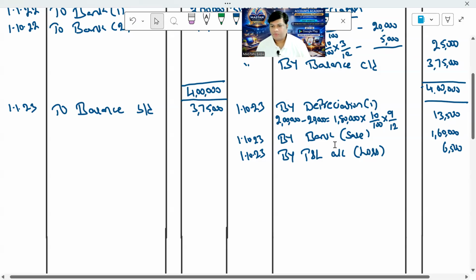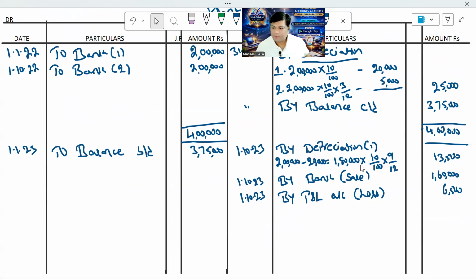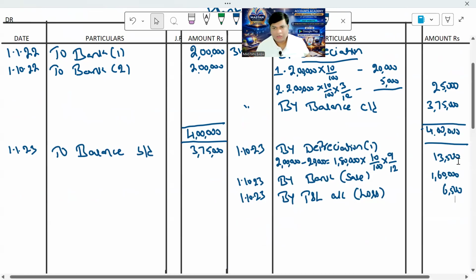So dear students, from these three steps we have completed the first plant account closure, because what we did here, dear students, we have calculated the depreciation relating to the first plant which has been sold. The depreciation up to the sold date is 13,500, and we have taken the sold value, 1,60,000, and we have calculated the working note, that is profit or loss on sale of plant, that is 6,500.